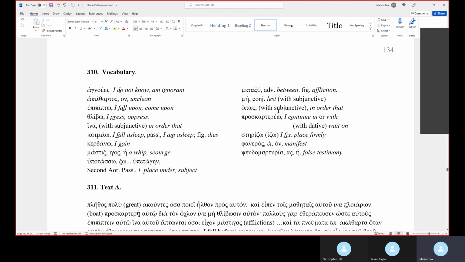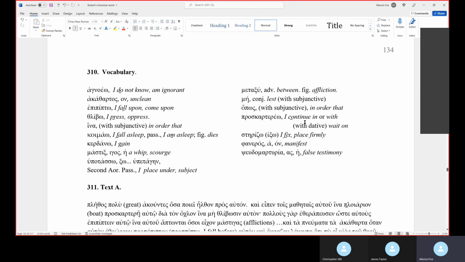I'll have to go back and do some checking on that, but I don't think it goes with the optative ever. But I might be wrong on that. If it went with another mood other than subjunctive, it'd probably be the optative mood. In order that, purpose clause, and to continue in with the dative, wait on. And pros is the word, a preposition. So proskartereo, pros-kartereo, and that's to continue in or with.